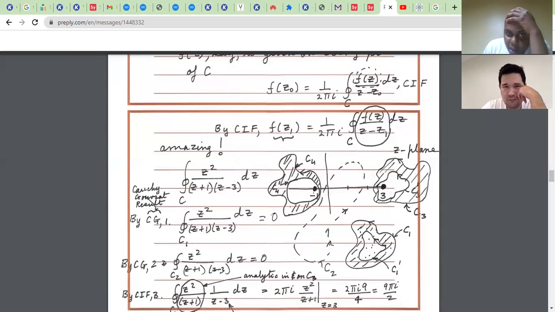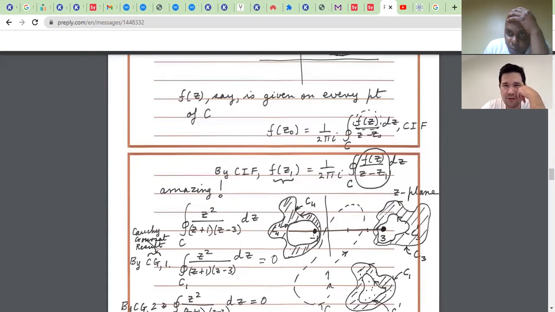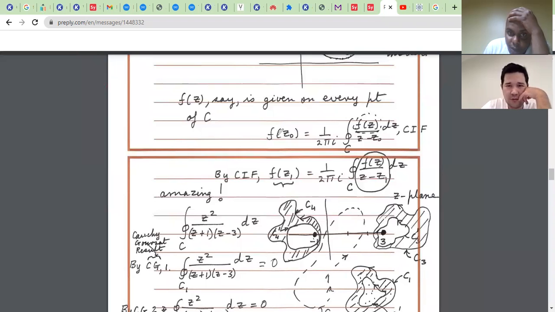So by CIF, f(z1). What were you reading? Sorry, could you? Sorry, I don't see. Oh, okay. So f(z1) is going to be that. Okay. Again by Cauchy's integral formula.